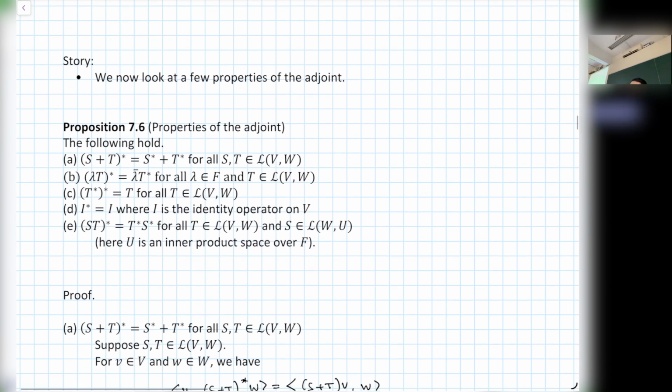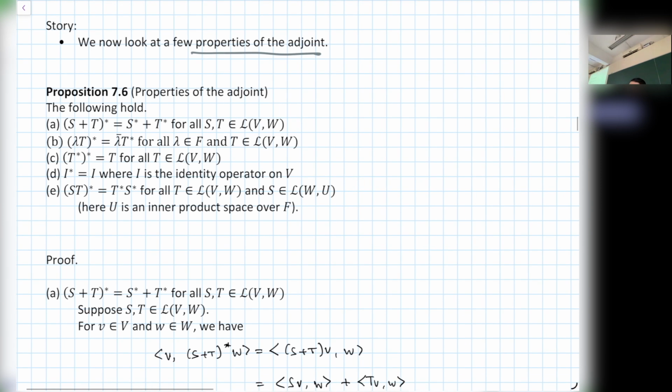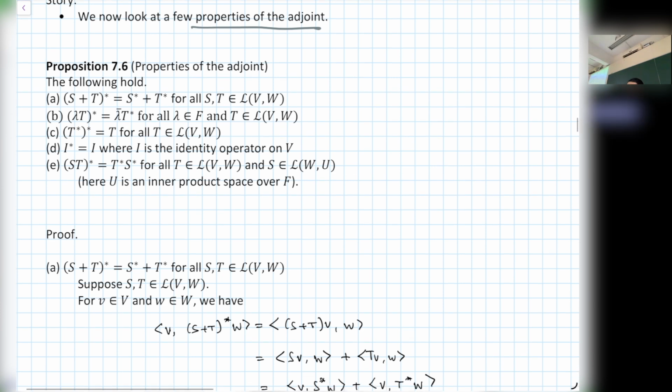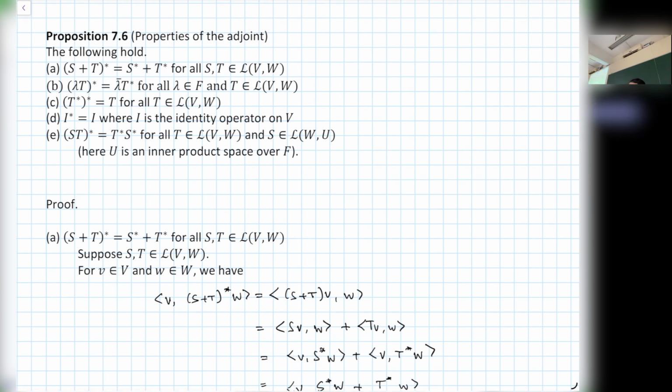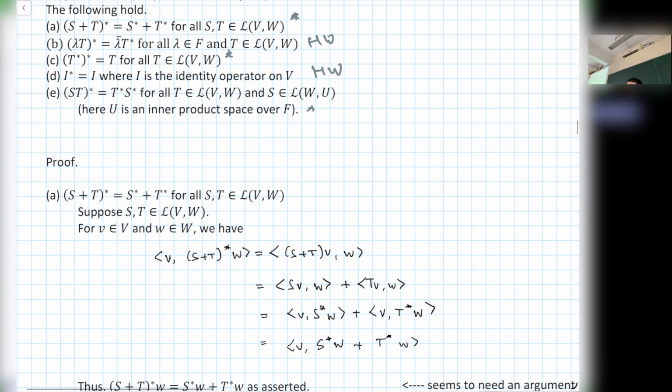So now we look at a few properties of the adjoint. Here's the first property of the adjoint. Let me state them and prove them directly, I think it would be much faster. Let me do the first, the third, and the last. These two I will leave as homework, unfortunately, because we're running out of time. But the proof is very straightforward. The notes are already online. You can check. So let's do the proof of the first one.